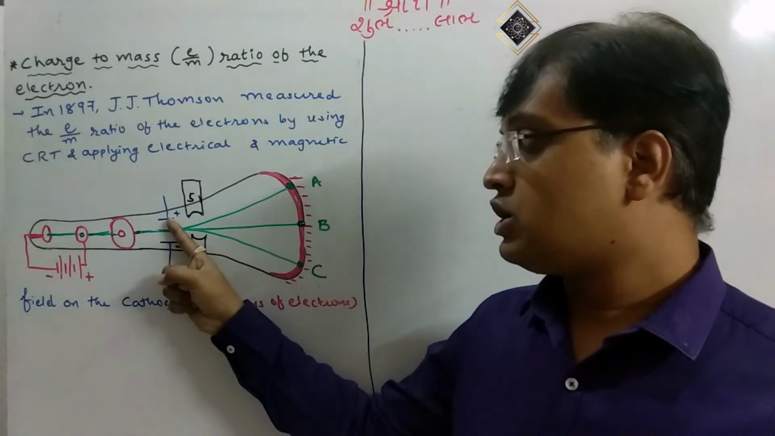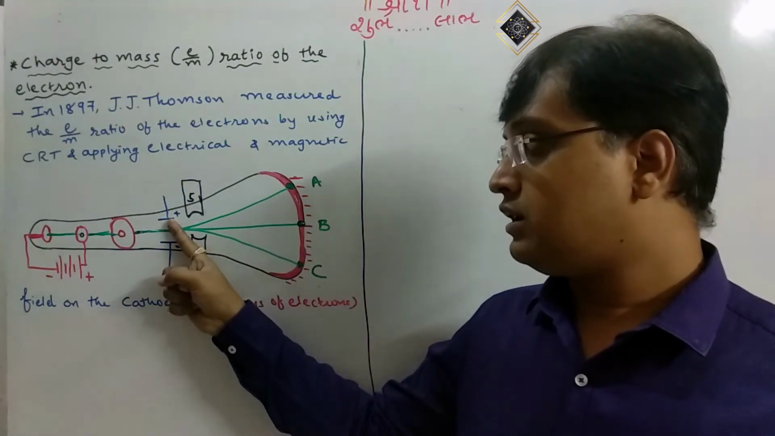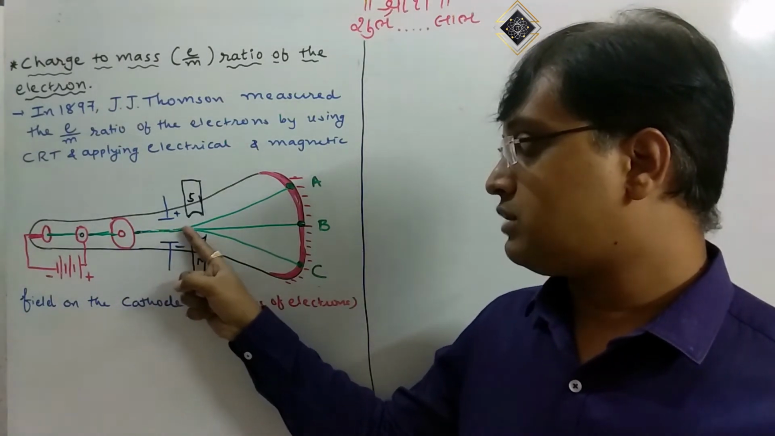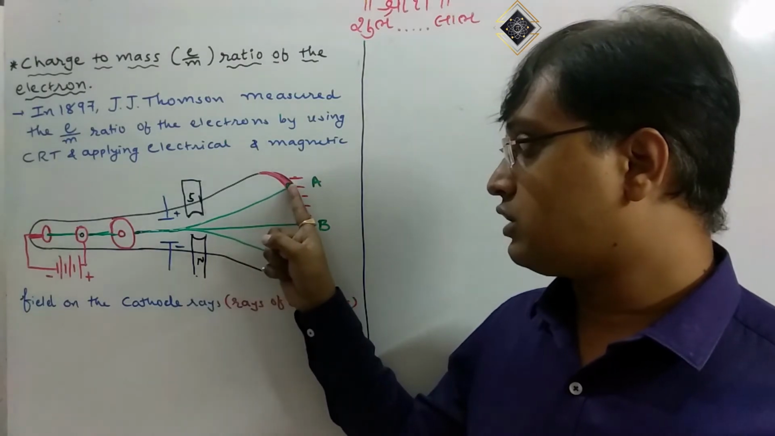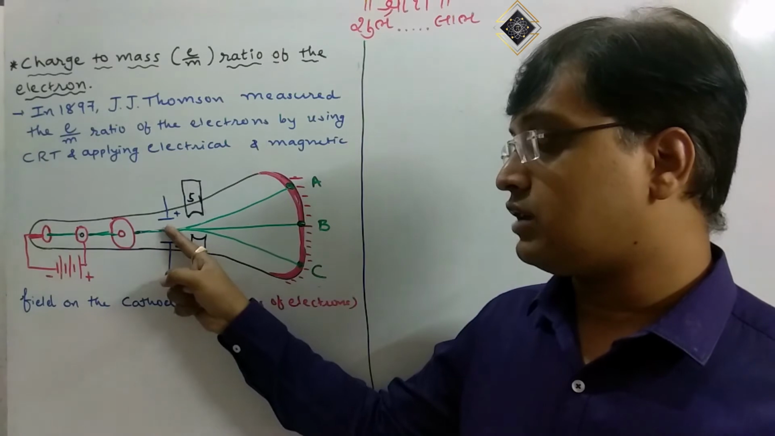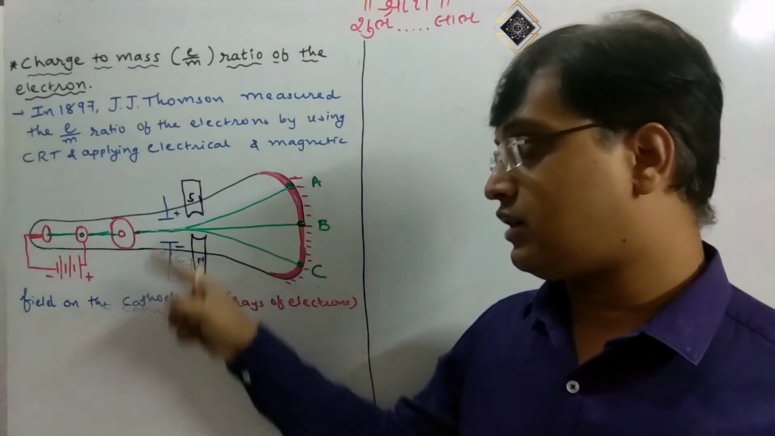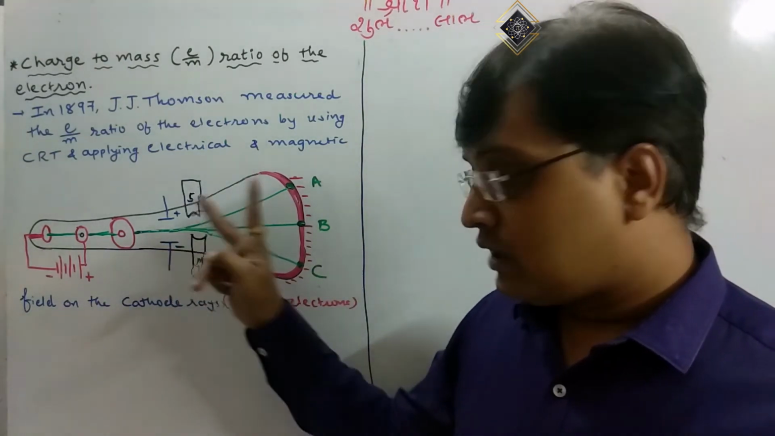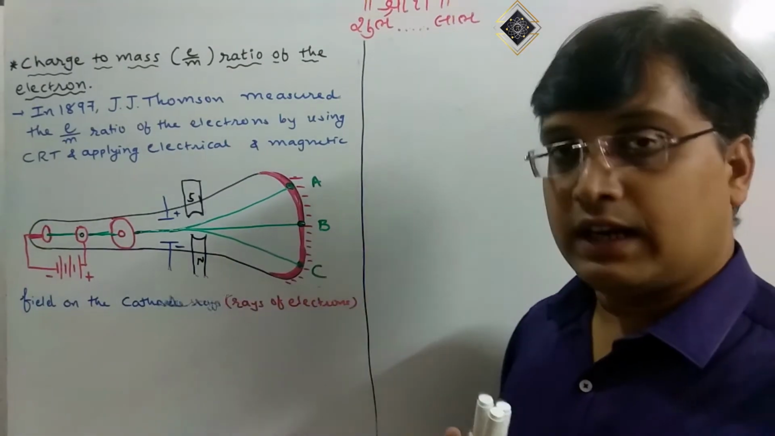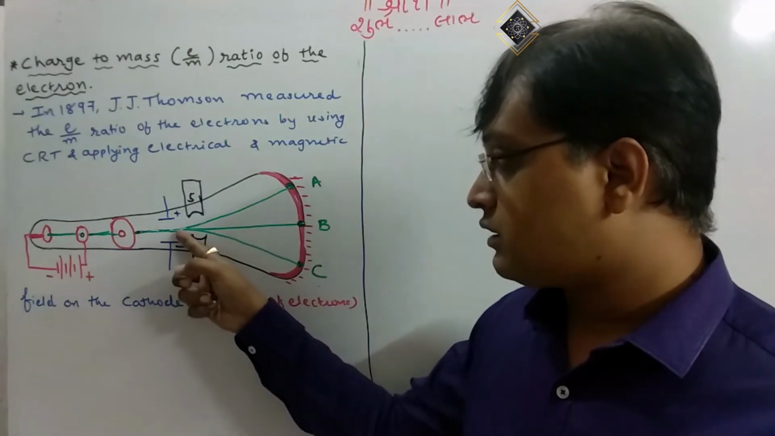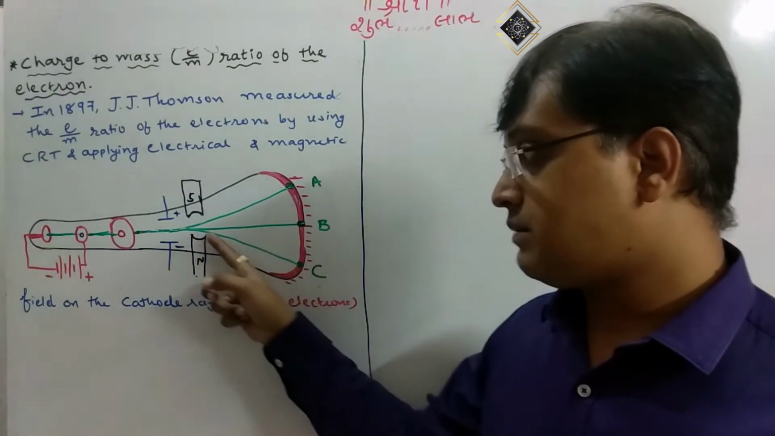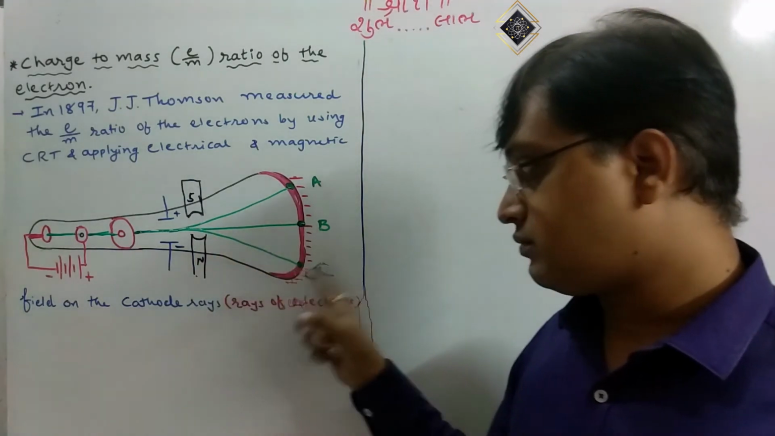When I apply a strong electrical field, these rays are deflected from the original path and strike at point A. The reason is this terminal is positive and these rays are rays of electrons. Remove the electric field, now apply the magnetic field which is perpendicular to the electrical field. Then these rays strike at point C. That means they bend towards the north pole like this.